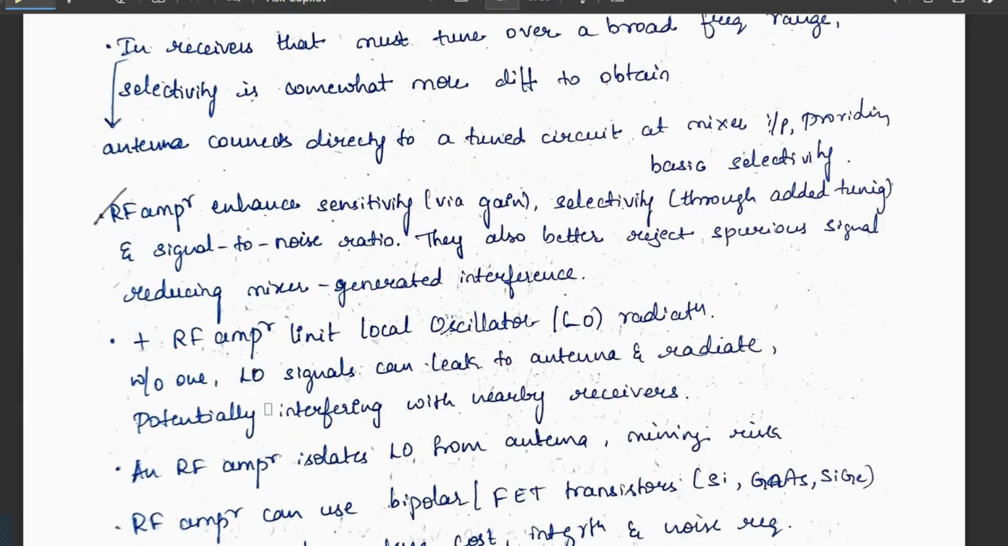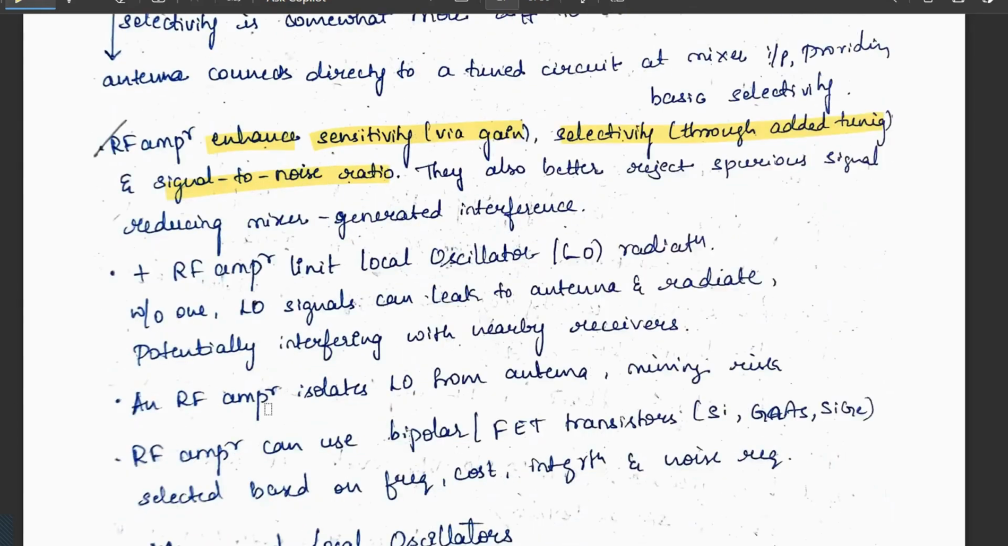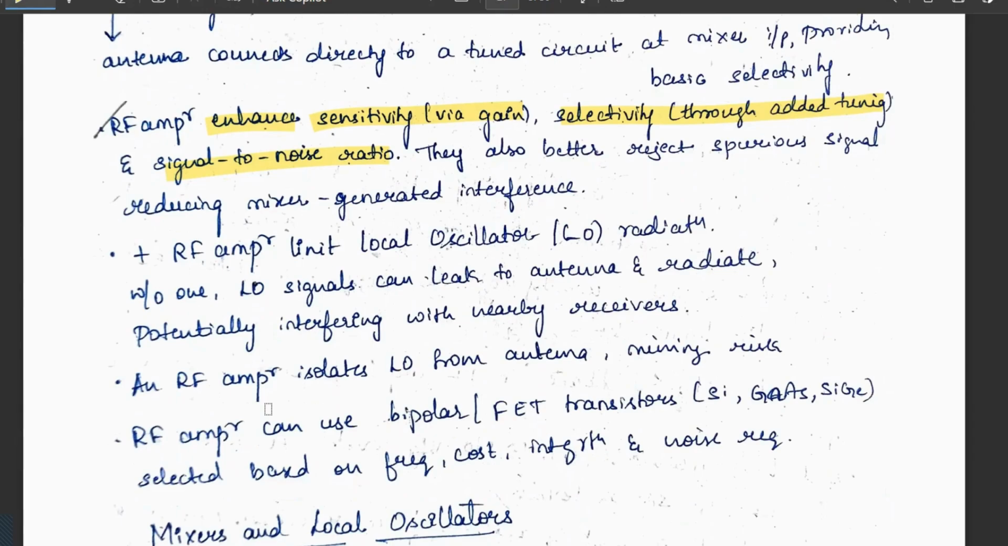Now the RF amplifier enhances the sensitivity via gain, selectivity through an added tuning, and the signal to noise ratio is enhanced. So this also better rejects spurious signals, reducing the mixer generated interference. Now this addition of the RF amplifier will limit our local oscillator radiation. Without one, local oscillator signals can leak to the antenna and radiate, potentially interfering with nearby receivers.